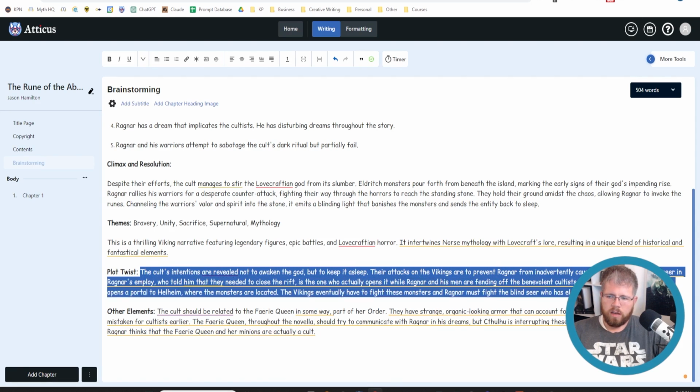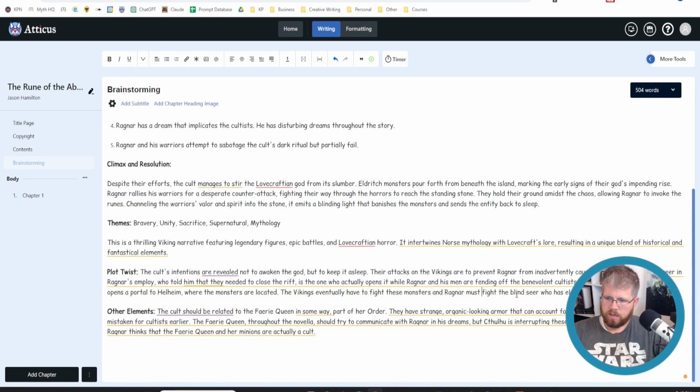So I added my own thing here where it says, the cult's intentions are revealed not to awaken the god, but to keep it asleep. Their attacks on the Vikings are to prevent Ragnar from inadvertently causing its awakening. A blind seer in Ragnar's employ, who told him that they needed to close the rift, is the one who actually opens it, while Ragnar and his men are fending off the benevolent cultists. It is this blind seer's work that opens a portal to Helheim, where the monsters are located. The Vikings eventually have to fight these monsters, and Ragnar must fight the blind seer, who has eldritch magic.